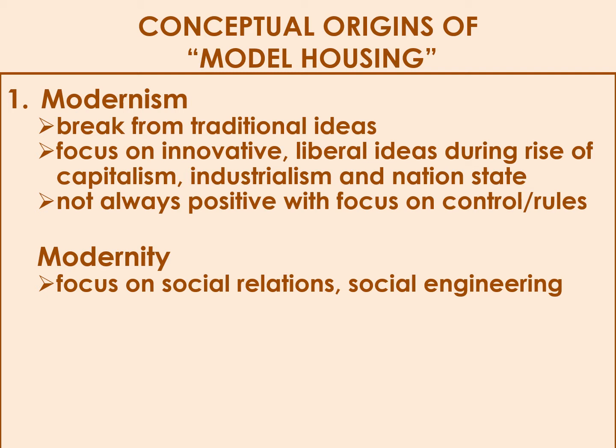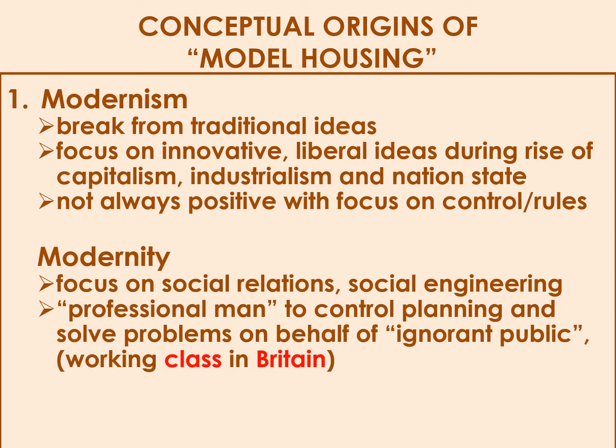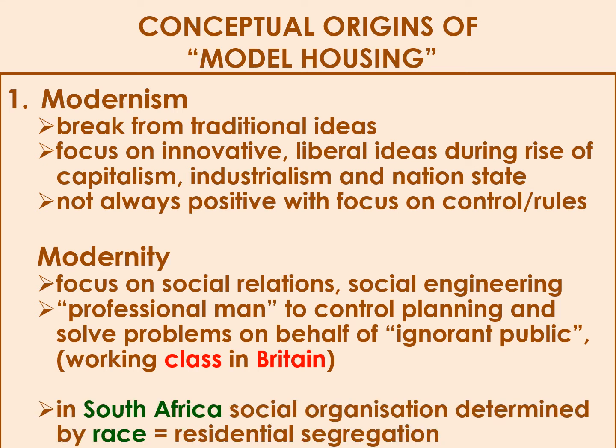In architecture and urban planning, the impact of modernism or modernity resulted in the idea of the knowledgeable professional man who had to be in control of planning and the solving and prevention of social, especially housing, problems on behalf of the ignorant public, often the working class. In South Africa, the focus of the practical implementation of social organization was determined by the policy of segregation and race-based residential segregation.